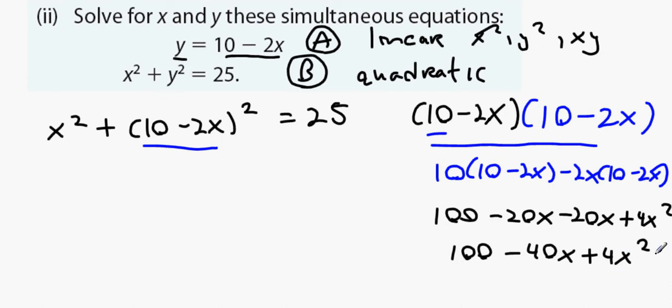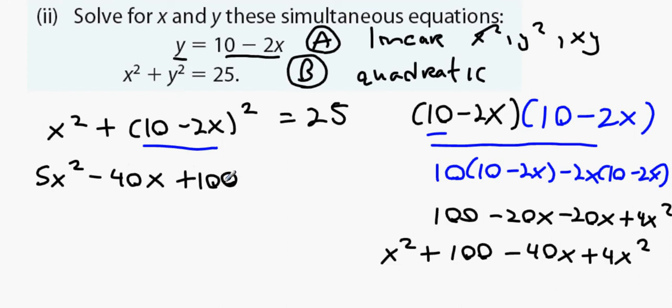So then we're going to get 5x squared minus 40x plus 100 equals 25. Bring the 25 over the other side, it becomes minus 25. And what we're going to have now is 5x squared minus 40x.